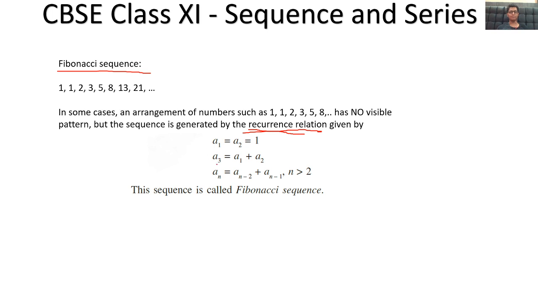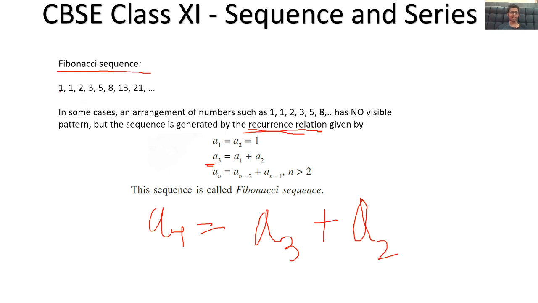For example, a3, that is the third term, is the sum of the preceding 2 terms, a1 plus a2. The similar analogy can be applied for a4, that is, a4 is going to be the sum of a3 plus a2. That's how we'll get the fourth term in the Fibonacci sequence. It would be equal to a3 plus a2.